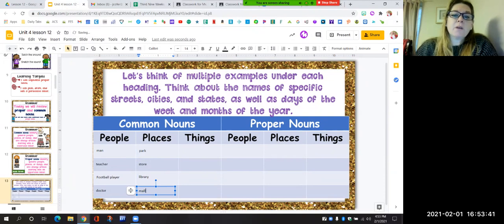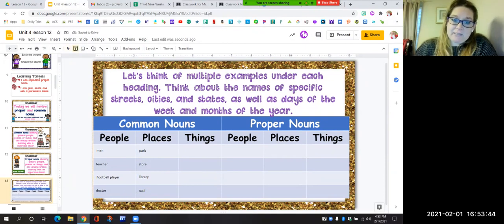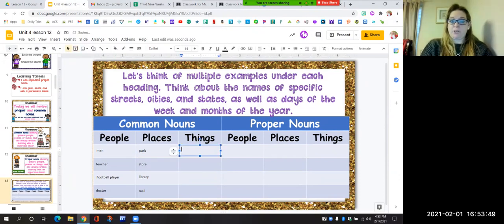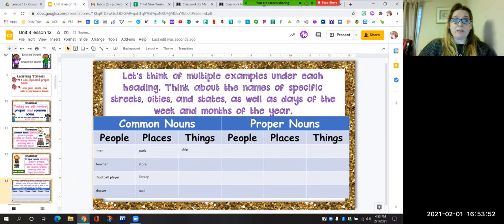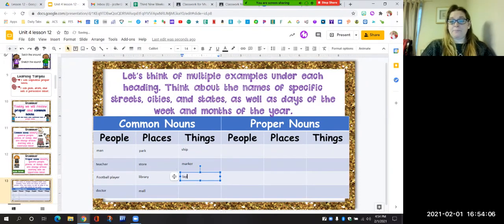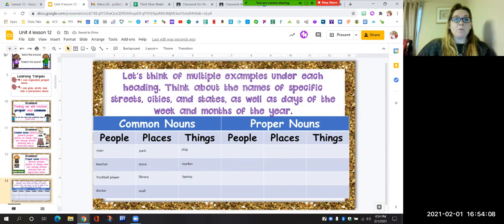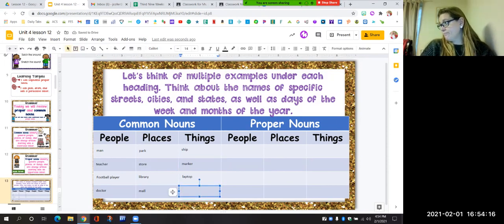Okay, so what are some common things? Let's see, some common things would be a ship, like a cruise ship or a Navy ship. We could have a marker. That's a common thing. We could have a laptop. It's a common thing. Or oh, how about a perfume?